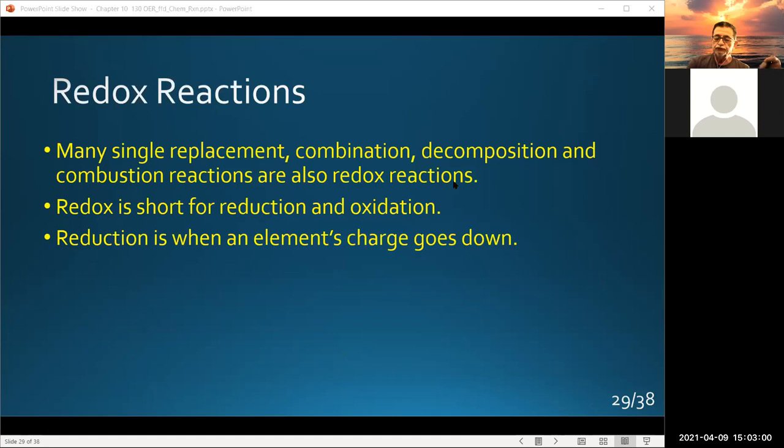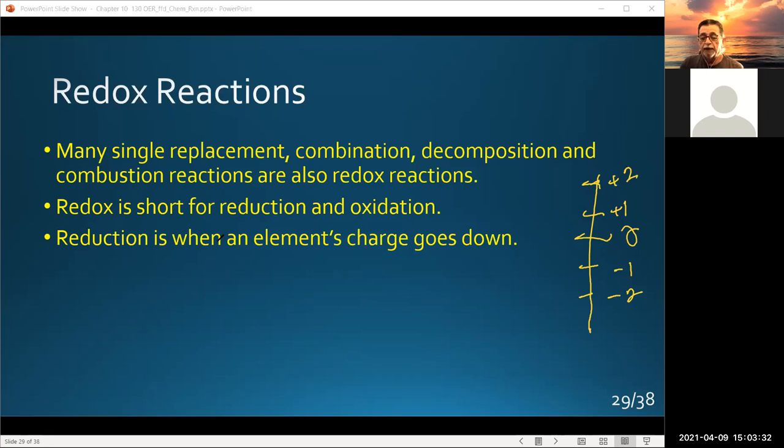Okay. So when we talk about reduction, another way to look at it: when you lose an electron, your oxidation number drops. It goes low. We can look at it in terms of a scale. Here's 0, and we have -1, -2 going down, and +1, +2 going up.